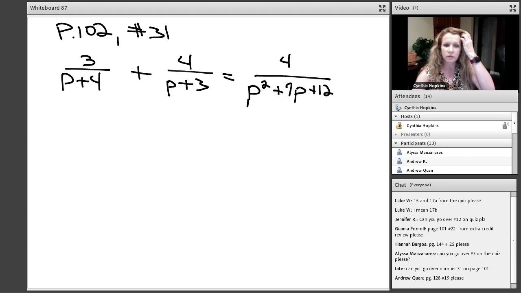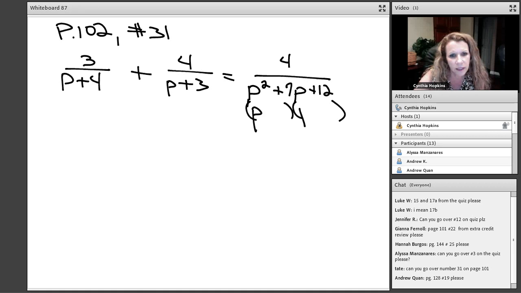Okay, so as soon as I see that I have an equation with fractions, the first thing you should do is get rid of your denominators. I'm going to go ahead and factor the denominator of the third fraction. I know I've got a p here and a p here, and I'm going to have plus 4 and plus 3. So instead of this quadratic trinomial, now I have those two factors.